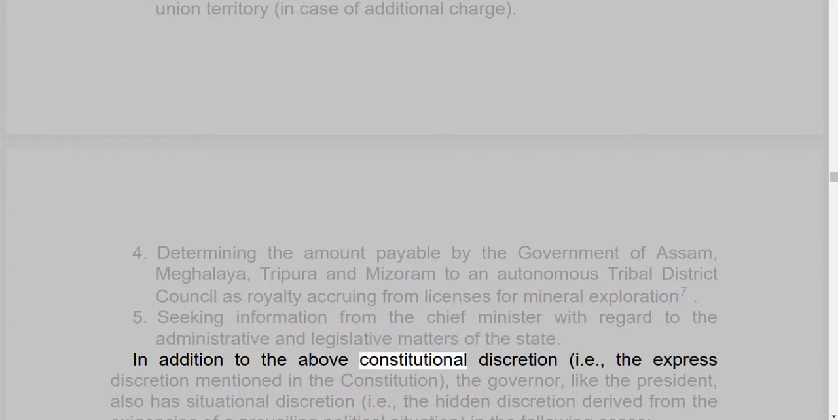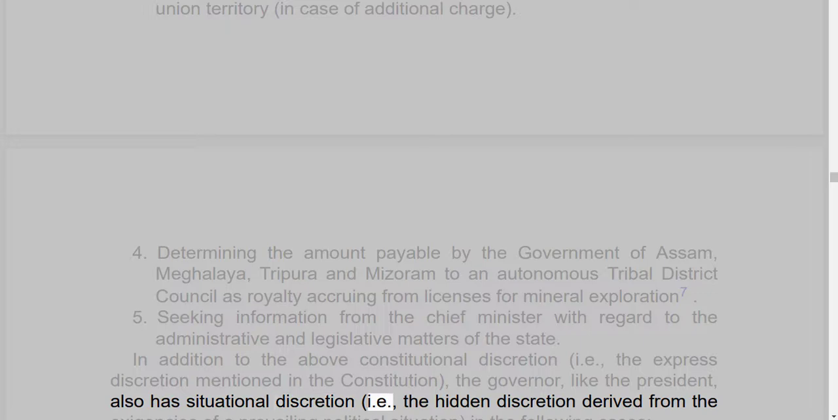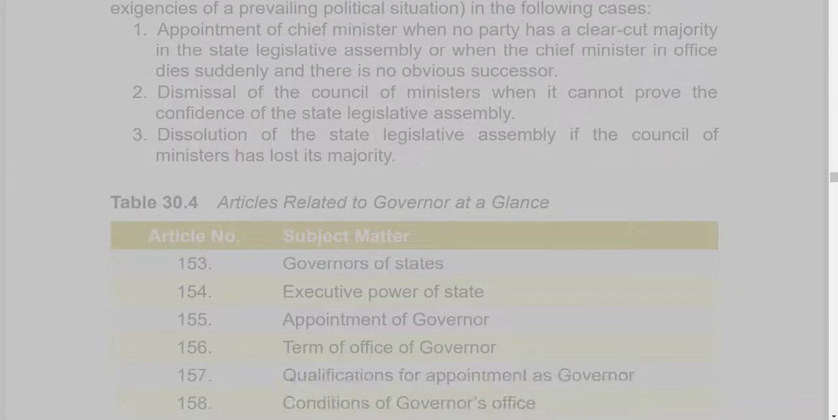In addition to the above constitutional discretion, i.e., the express discretion mentioned in the Constitution, the governor, like the president, also has situational discretion, i.e., the hidden discretion derived from the exigencies of a prevailing political situation, in the following cases. 1. Appointment of Chief Minister when no party has a clear-cut majority in the state legislative assembly or when the chief minister in office dies suddenly and there is no obvious successor. 2. Dismissal of the council of ministers when it cannot prove the confidence of the state legislative assembly. 3. Dissolution of the state legislative assembly if the council of ministers has lost its majority.